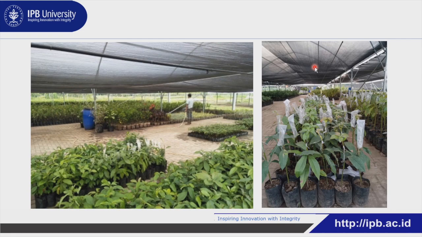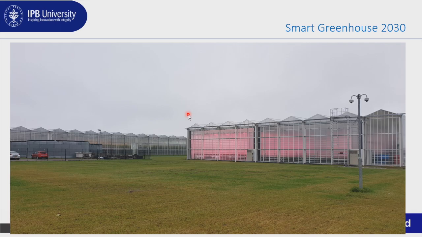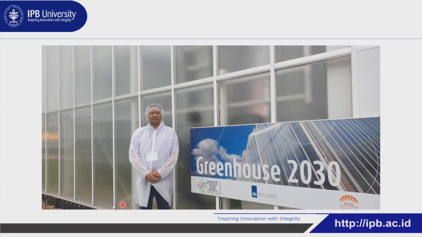If you have money, you can also try to do it in a smart greenhouse. I went to the Netherlands last year, and I took a picture of this because at the time they had a competition for smart greenhouses, and everything can be controlled. They also try to reduce waste, the inefficient heat and also electricity of this greenhouse, so they call it Greenhouse 2030.